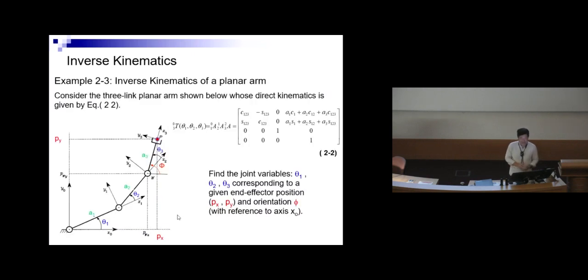We look at an example for the inverse kinematics of a planar arm. This is the 3-link planar arm, the 3R arm. This is the skeleton drawing. So you attach the frame, and then you attach the next frame.